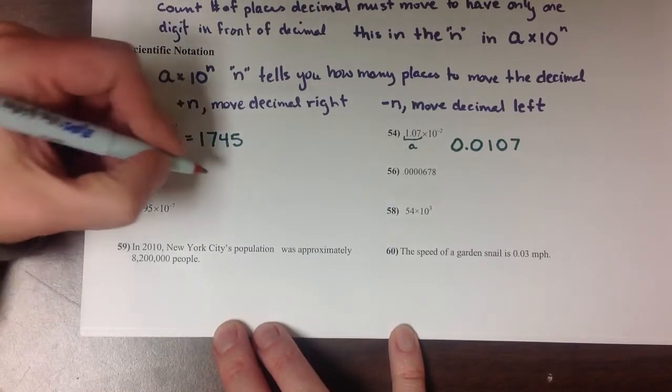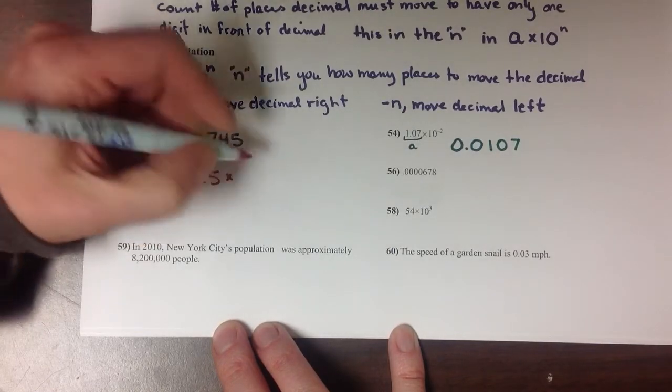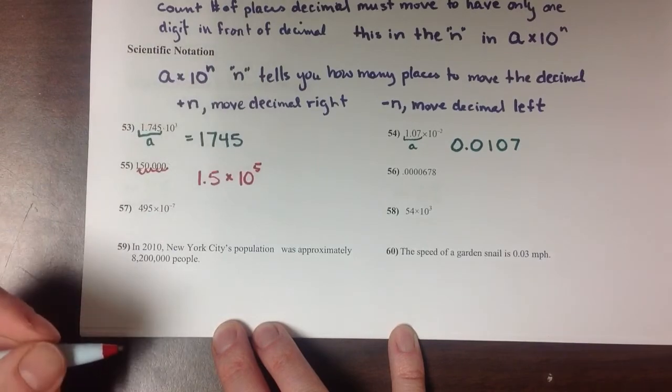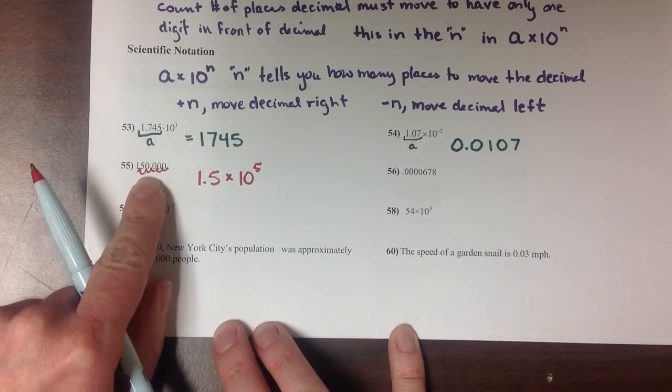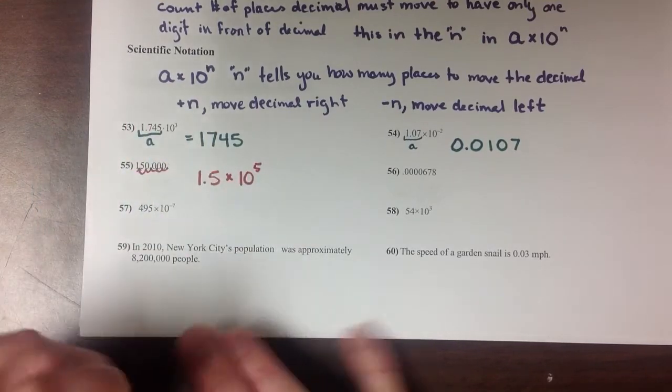So I'm going to rewrite this number as 1.5 times 10 to the 5th. My n is positive because the number I started with was a large number, and large numbers have positive exponents.